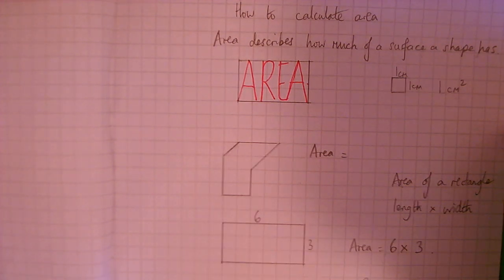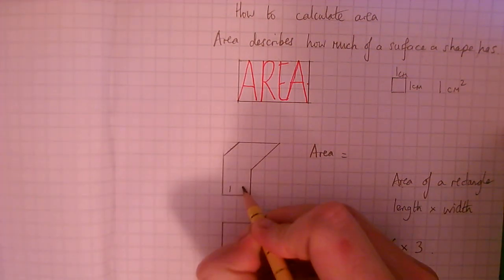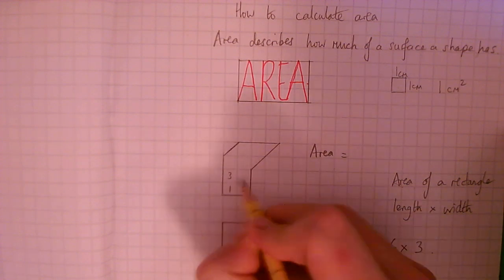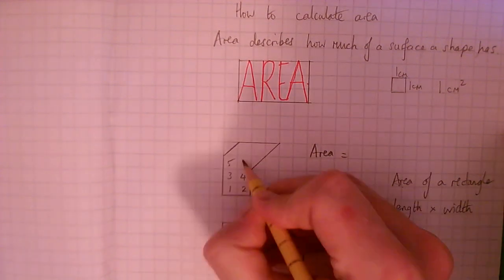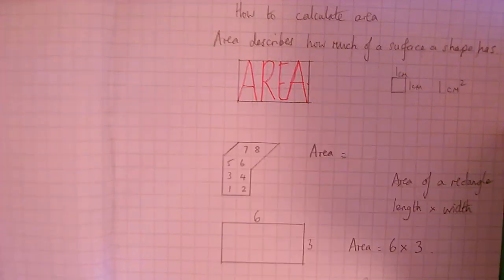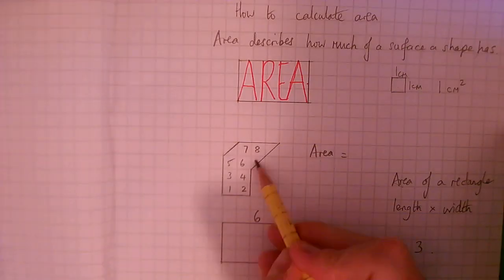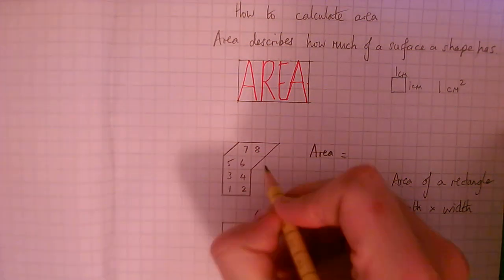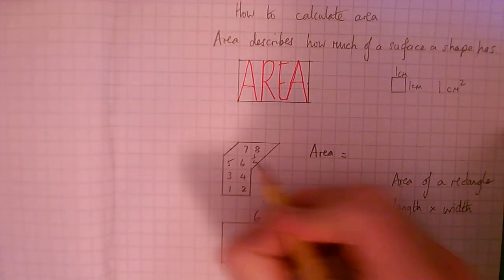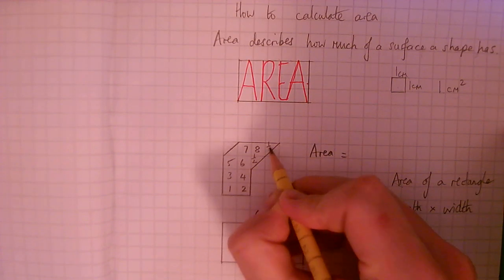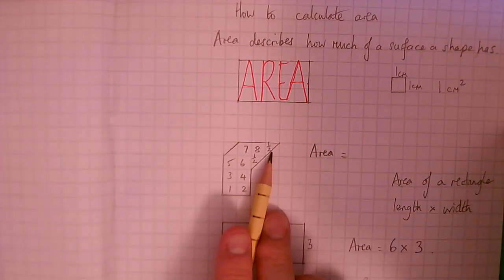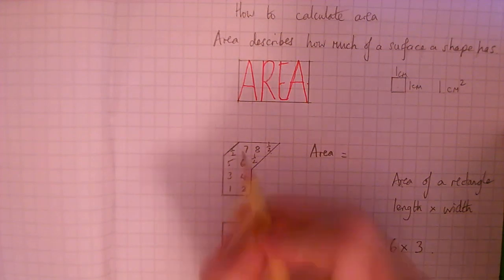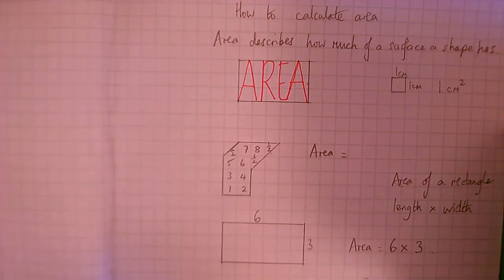And the best way to do this, so you don't get confused about which ones you've counted and which ones you haven't, is to start counting like this. 1, 2, 3, 4, 5, 6, 7, 8. So I've counted the squares. And then I've got these triangles. And the triangles are worth half each. So I've got 8.5, and then 8.5 add a half is 9, and add another half is 9.5. So I think the area is 9.5.